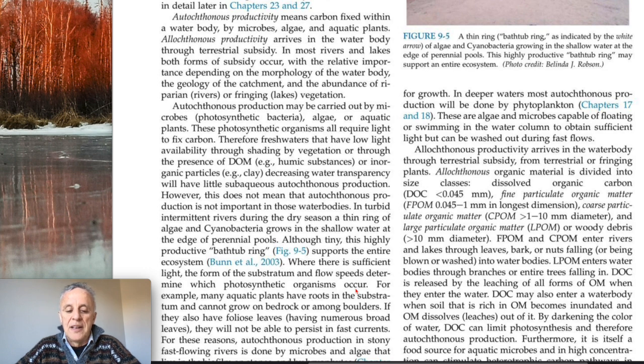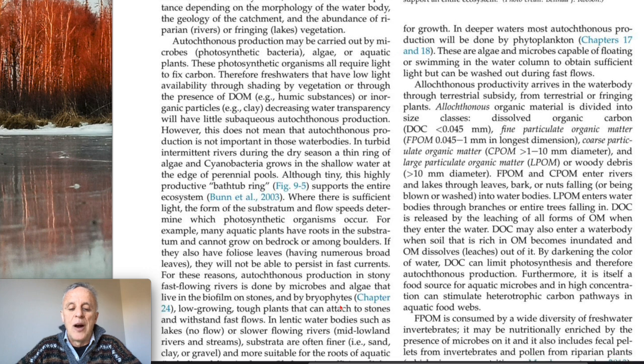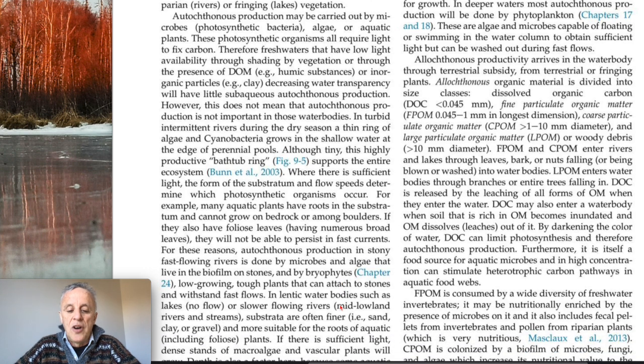Where there is sufficient light, the form of the substratum and flow speed determine which photosynthetic organisms occur. For example, many aquatic plants have roots in the substratum and cannot grow on bedrock or among boulders. If they also have foliose leaves, having numerous broad leaves, they will not be able to persist in fast currents. For these reasons, autochthonous production in stony, fast-flowing rivers is done by microbes and algae that live in the biofilm on stones and bryophytes, low-growing tough plants that can attach to stone and withstand fast flows.